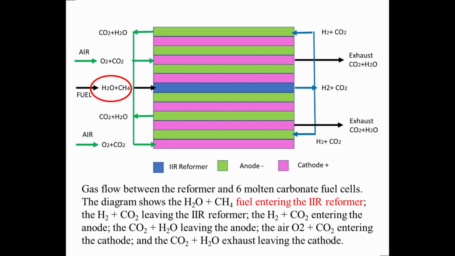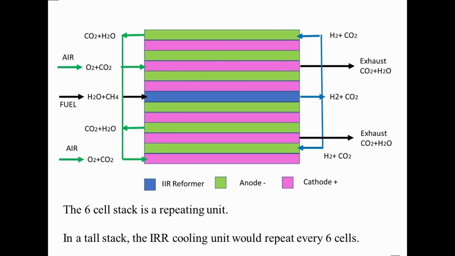The diagram shows the H2O plus CH4 fuel entering the IIR reformer. The H2O and CO2 leave the IIR reformer and enter the anode. The air, which is made up of O2, CO2, and H2O, enter the cathode. The CO2 and H2O exhaust leave the cathode. The nitrogen in the air is inert and not shown. The reformer in 6 fuel cells is a repeating unit that can be stacked dozens of times to create an SOFC stack of several hundred cells.